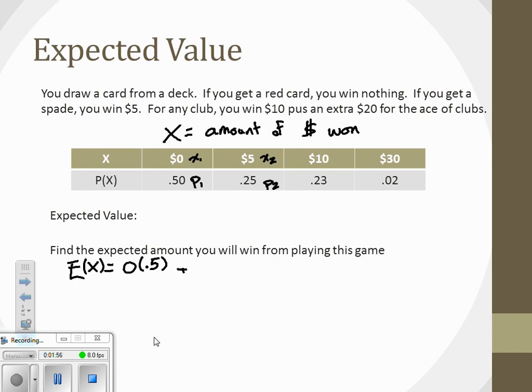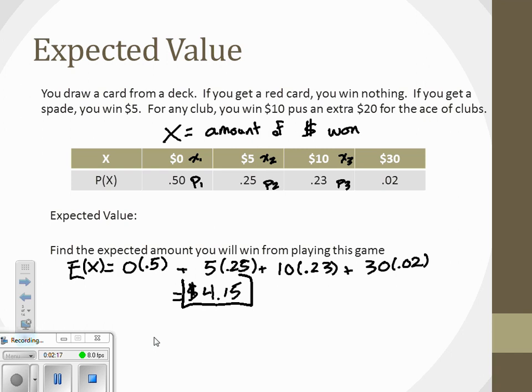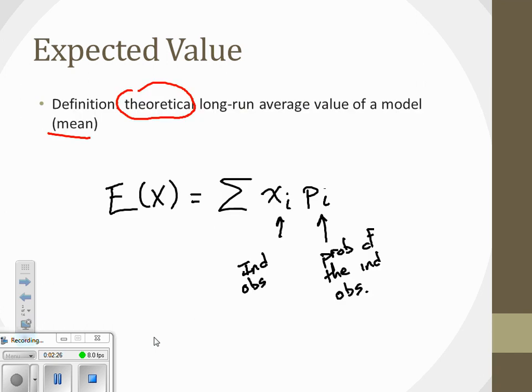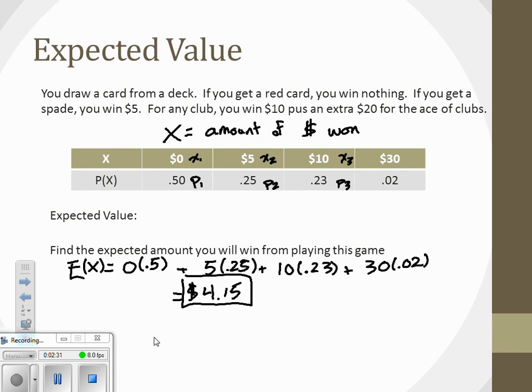We're going to add that with $5 times 0.25. And we're going to keep doing this. So we've got x3, we have a probability of that observation, $10 times 0.23, and then $30 times 0.02. If you take a quick second and do that, you would see that the expected outcome is $4.15. So the big thing you have to realize here, if I slide back, is that this is a theoretical value. This is what people would expect, right? Over time, some people win $0, some people win 5, some people win 10, some people win 30.